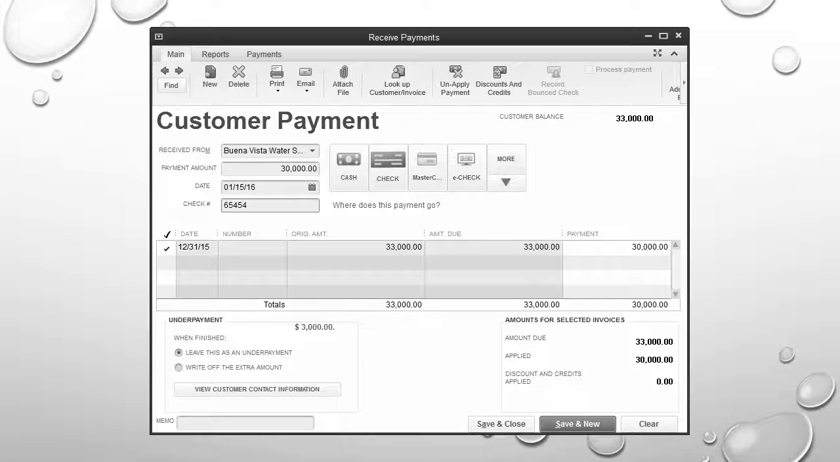As of December 31st, 2013, Buena Vista Water Sports owed us $33,000. We're going to take the $30,000 payment that they just made and apply it to that, leaving a balance owed of $3,000. So now we have not an overpayment, but in fact an underpayment of $3,000, which is where we're going to leave it. We'll leave it as an underpayment and take care of it later on when the customer pays the remaining balance.